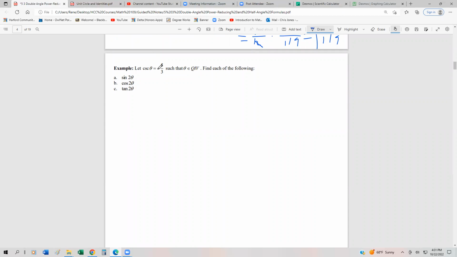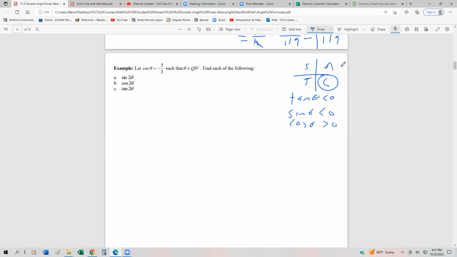Similar problem: cosecant of theta is equal to negative 5/3, such that theta is in quadrant 4. So we want to find sine, cos, and tan of 2 theta again. Remember, all students take calculus, and we're in quadrant 4. So we know that the tangent of theta is less than 0. We know that the sine of theta is less than 0, but the cos of theta is going to be greater than 0. That's just by our standard definition of all students take calculus in the quadrants.